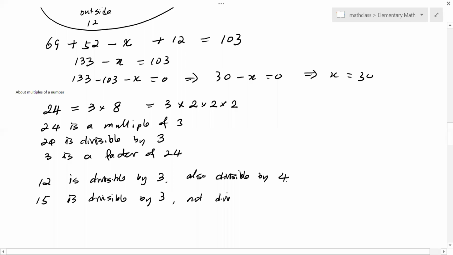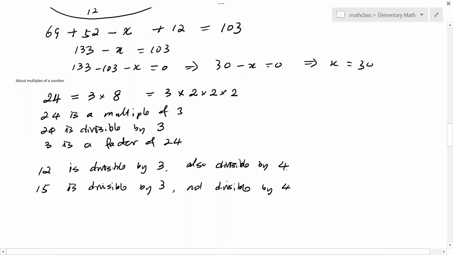So there are some numbers not divisible by 4. Some numbers can be divided by both numbers, but there are some numbers that can be divided by only one number. If you're given 2 numbers like 3 and 4, we want to count those numbers which are divisible by one number. For example, here's a question.